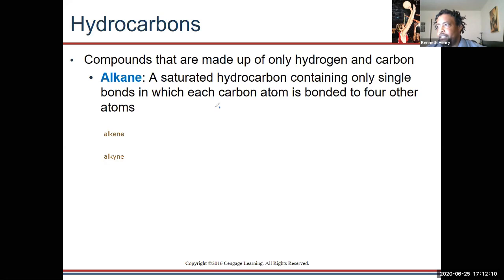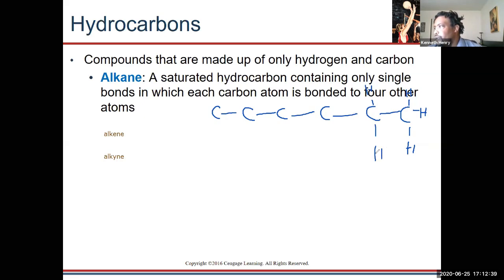So what I mean by that is I'll have a C, a C, a C, a C, a C, a C, and then H's around them. So remember, carbon can have 4 attachments.